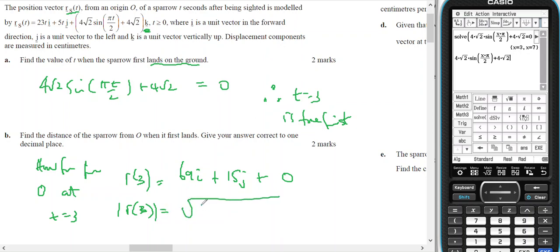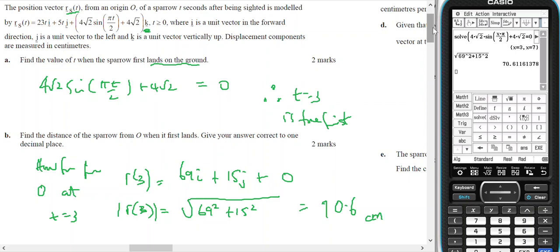So the magnitude of r of 3 will be how far. It's going to be the square root of 69 squared plus 15 squared, and that's going to give you an answer of, to 1 decimal place, 70.6 centimetres.